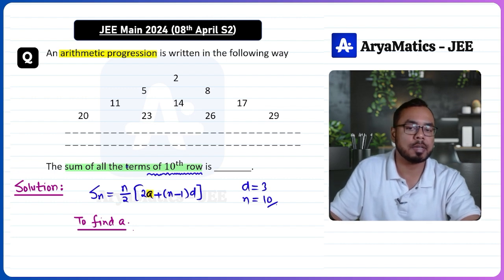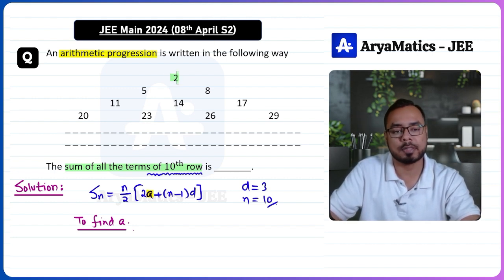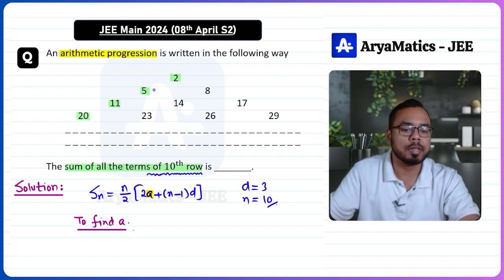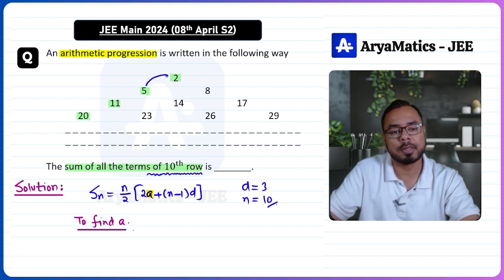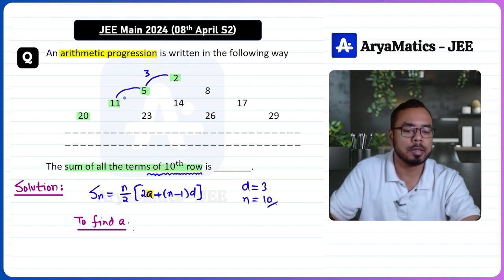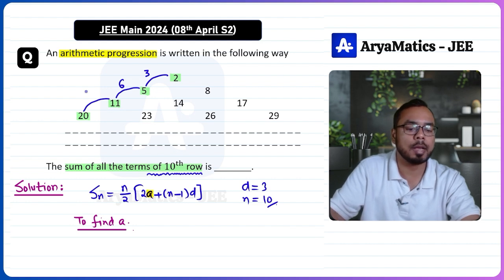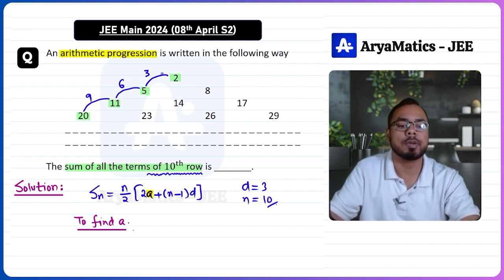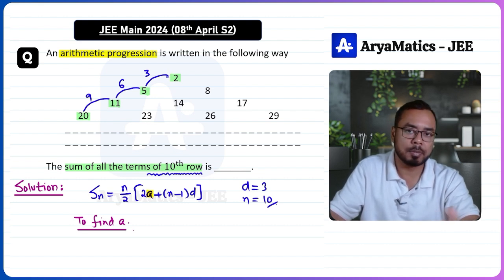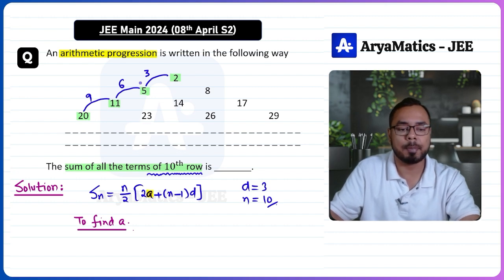Now, for finding the first term, one approach is this: if you notice the first terms here, 2, 5, 11, 20, and so on, their differences are in AP. For example, the difference between 2 and 5 will be 3. The difference between 5 and 11 is 6. The difference between 20 and 11 will be 9. So as you can see, if we talk about the sequence of first terms, for that one the differences are in AP.